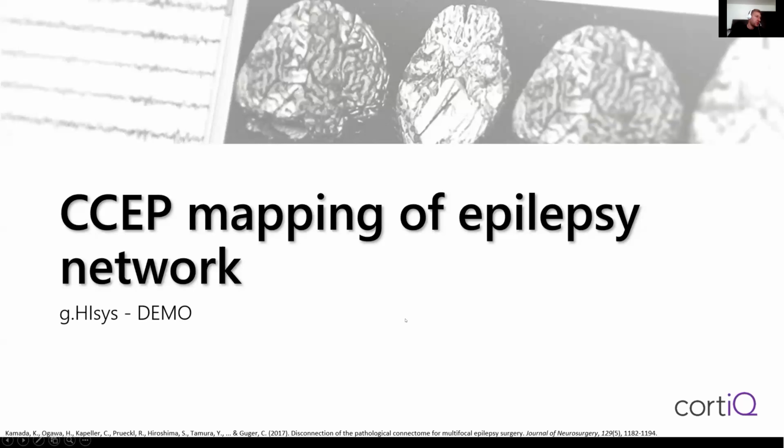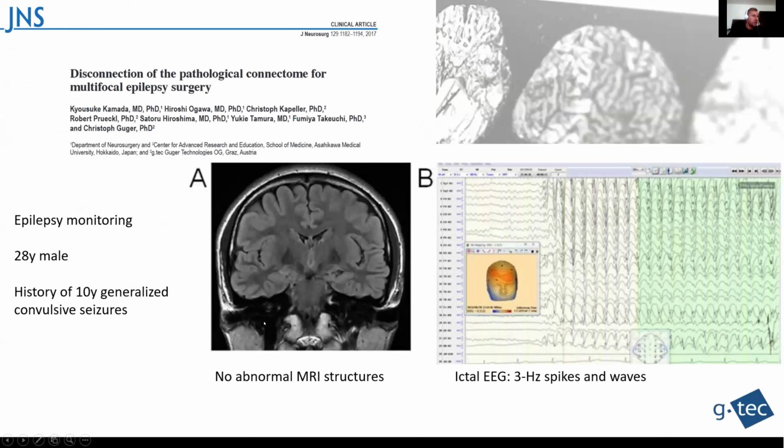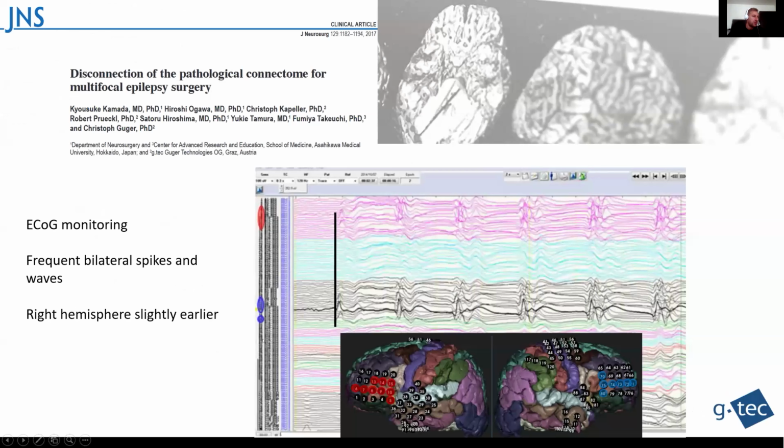And this is not only possible, for example, for the language network, this also works when you want to understand how the epilepsy spreads in the brain. So with this case, together with Dr. Kamada, he performed a study to understand better how the epilepsy network can be disconnected by means of measuring the seizure onset zone and the spreading of the evoked potential when stimulating into the seizure onset zone.